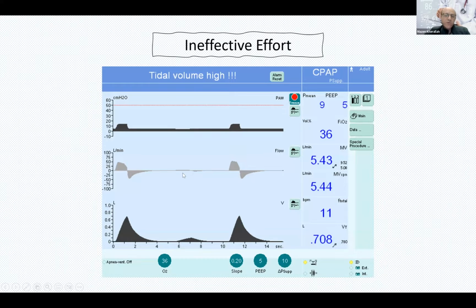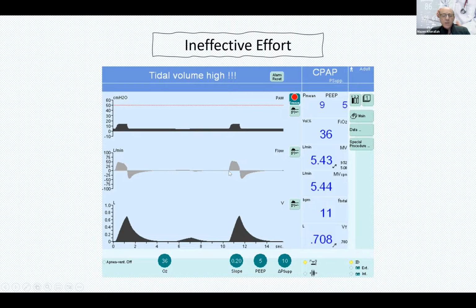He generated some flow, he had inspiratory effort, and generated some volume. The volume is probably around 100, 150 maximum. So this is inspiration, this is expiration, all done by the patient. The patient did not reach the flow that is required to trigger the ventilator.